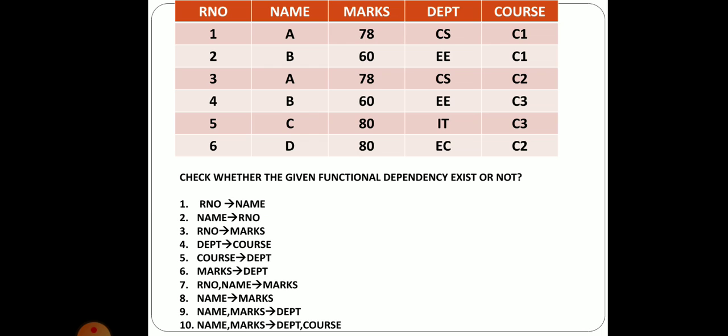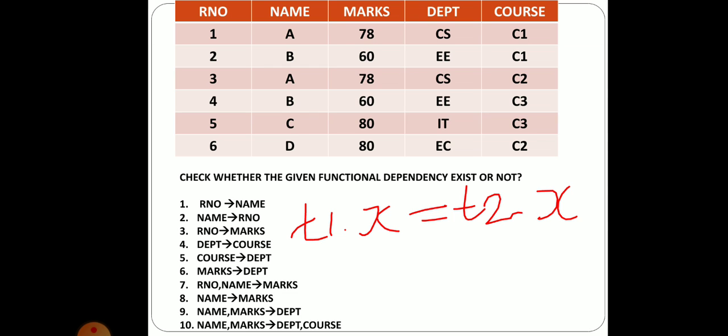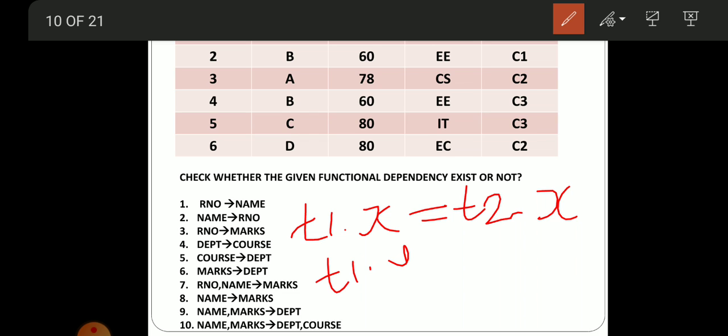So we only have to check the condition: if we have t1.x equals t2.x, is there any such pair or not? Yes. See the roll number 1 row, the name is given as A, and for the third tuple the name is again A. So the first condition is true. Now we have to check the second condition, t1.y equals t2.y. This must also be true. If this condition is true, then we'll say that the functional dependency exists.